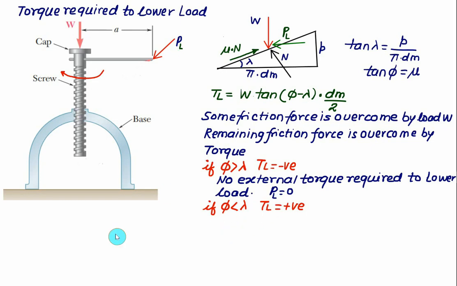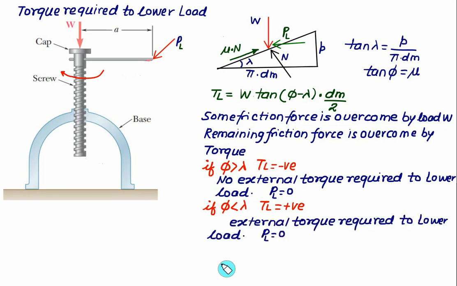That is what we desired when we have to carry out the repairs under the car when we are using a screw jack. So if the value of phi is less than lambda, then TL is positive. We require here the external torque to lower the load. In such cases, the TL will be positive value, and whenever the torque is positive value, the given condition is called as self-locking. So this one is representing the condition for self-locking. As far as the screw jack is considered, we have to always design for self-locking. That is, you have to take the care that the value of phi should be less than lambda.